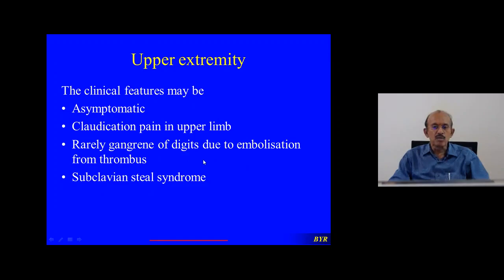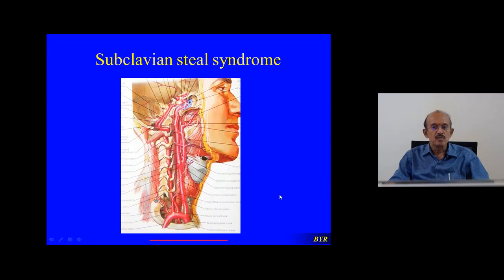But sometimes this thrombus may dislodge emboli, and those emboli may go to the digits and may cause obstruction, causing gangrene. Or the patient may have subclavian steal syndrome. What is subclavian steal syndrome?